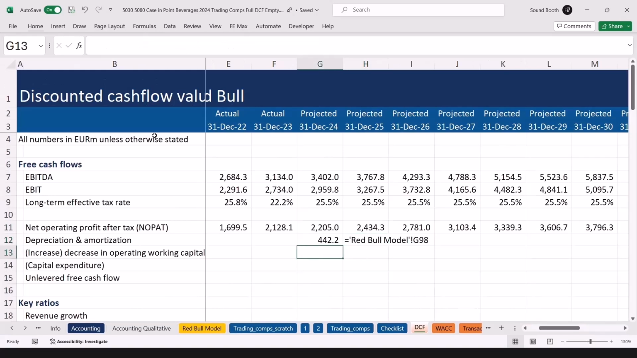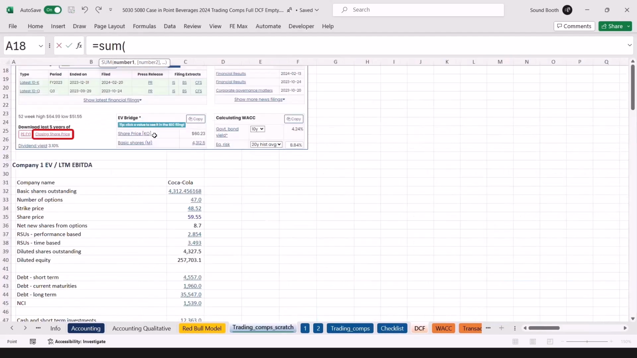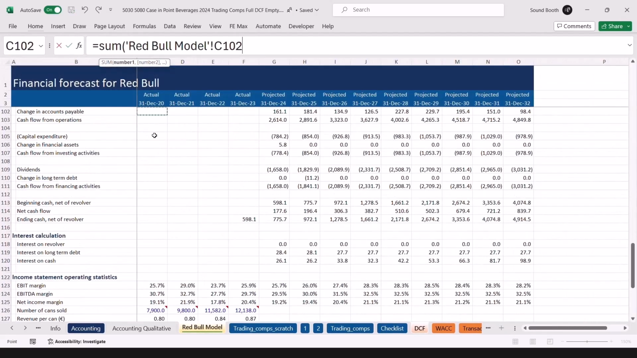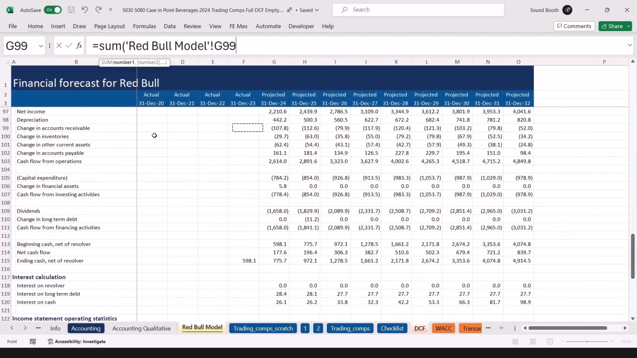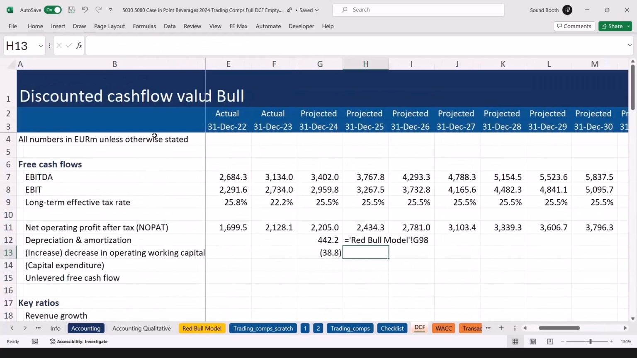Then I'm going to get the increase/decrease in the operating working capital. Now here, there isn't a line in the three-step model for operating working capital. So what I'm going to do is a sum function, which will just add up all the sections in the cash flow from operations related to operating working capital, which is everything from accounts receivable down to accounts payable. And I'll put that in.